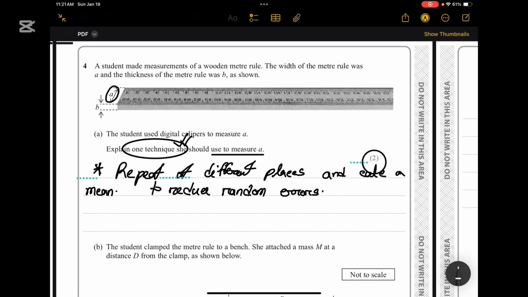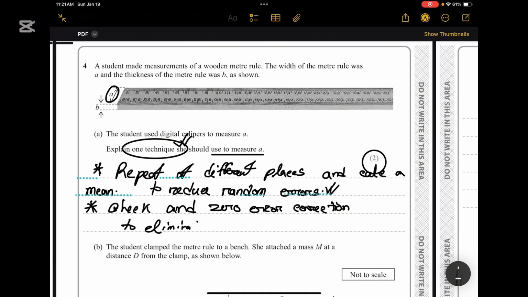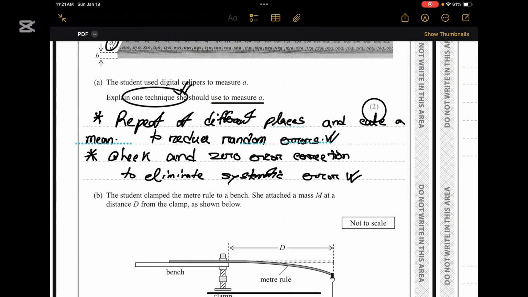And our second point we can write, though this will allow us to get the 2 marks, but I'm going to add another point, which is systematic error. To eliminate systematic error, we need to check and correct for zero error. This is another that you can memorize. So this is our second. You can write either of them.